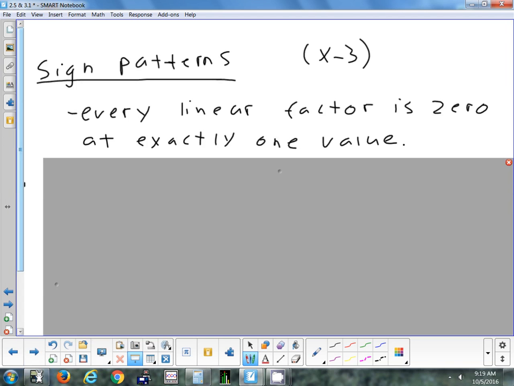All right, let's try the second one. What happens if I plug in numbers bigger than -5? What kind of answers would I get? I would get positives. And what if I plug in numbers smaller than -5 for x? I would get negative answers. Okay, so now we've got our number line for each individual factor.